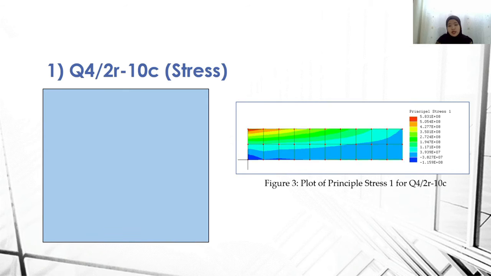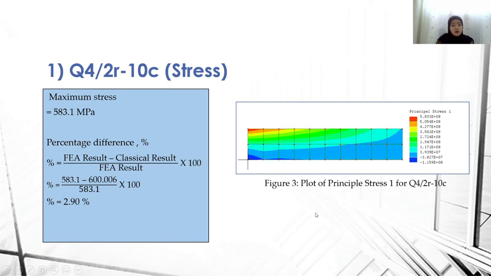Moving on to the stress, this is the plot of principal stress 1 for the Q4 2 row 10 column, and we get the maximum stress, which is 5.831 exponent 8, or 583.1 megapascal. Comparing the value, we get a percentage difference of 2.90%.